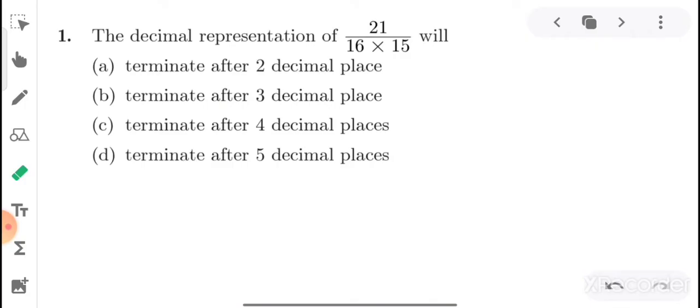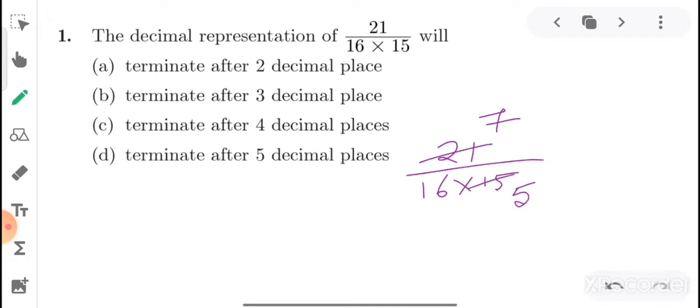This is the first question. In this question, what is telling the decimal representation of this expression? Now firstly note down the equation. Factorize by 3, then it will be 7, and 3 5s are 15, then it will be 7 by 80.